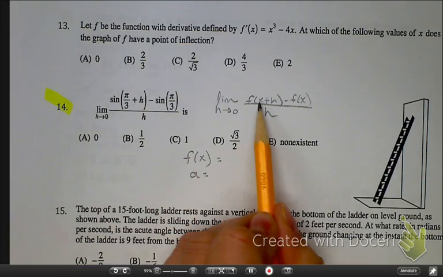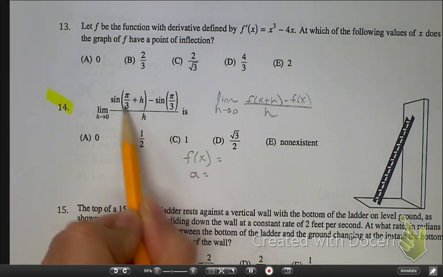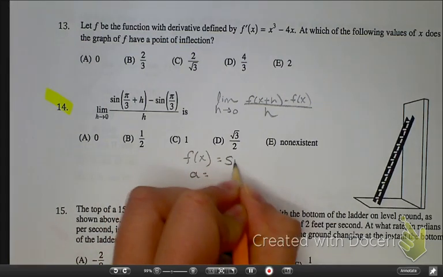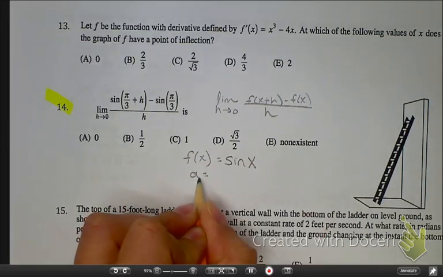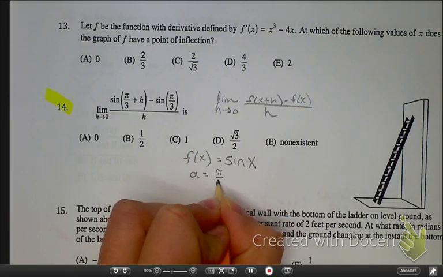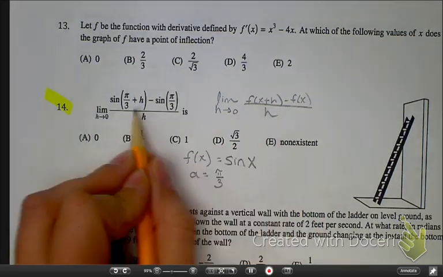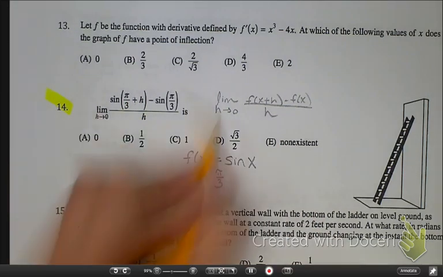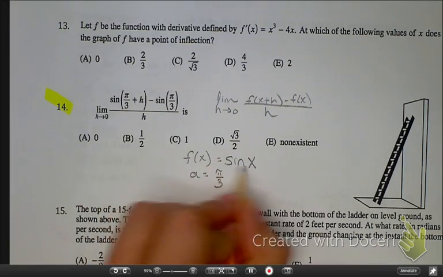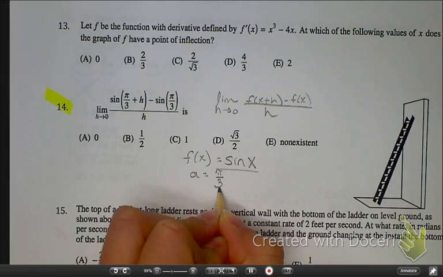So in this case, the function itself is sine of something. Notice that we're plugging that x plus h in here, and we're plugging that x plus h in here. So it's sine of x, and then the a value I'm trying to evaluate it at is pi over 3. And you'll notice if I use that and plug it into the definition of the derivative, I'll get what I started with originally. Since it's the definition of the derivative, it's essentially saying what is the derivative of this function, and then once you found that derivative, evaluate it at this a value.